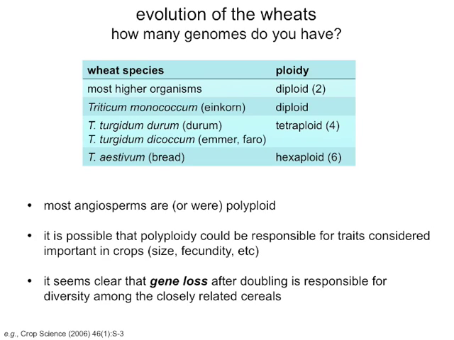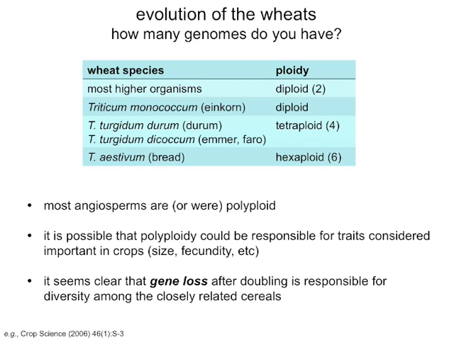Let's talk about the evolution of wheat, and in this case I'm really talking about the domestication of wheat. So how many genomes do you have? Well, we all have one genome, of course, but what I'm really getting at here is the number of copies of a particular genome. Most higher organisms are so-called diploid, so they have a ploidy of 2. That includes humans, of course.